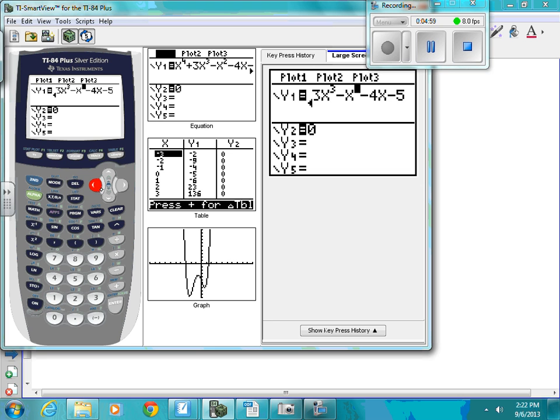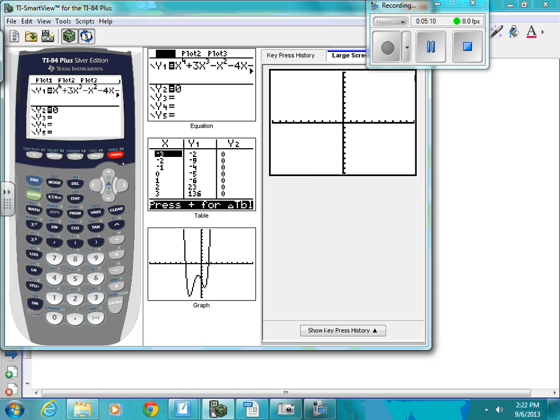Okay. So I'm looking back at it. I'm going to check and make sure I don't have anything missing. Looks like I'm good to go. Okay, so we graph it.